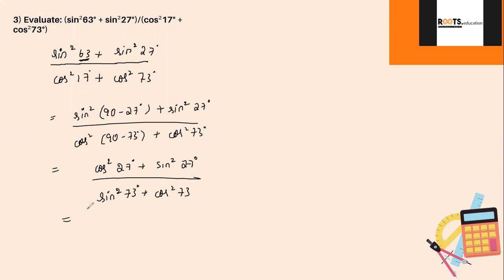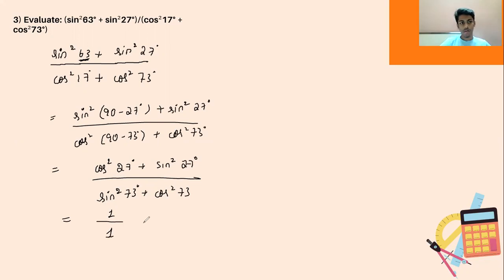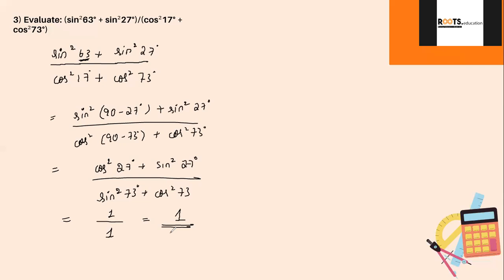So we know that cos square theta plus sine square theta is equal to 1, right? So here we have cos square 27 plus sine square 27, which is nothing but 1. Divided by, in the denominator also, it is sine square 73 plus cos square 73, that is also 1. So 1 by 1 is 1. That's the value. Clear with this?